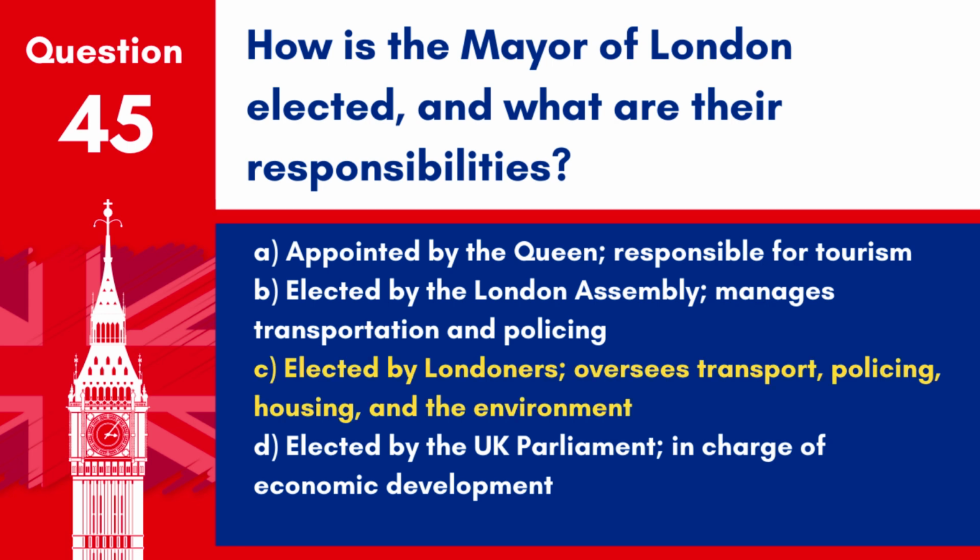Answer C. Elected by Londoners, oversees transport, policing, housing, and the environment. The Mayor of London is directly elected by the residents of London and has significant powers and responsibilities over much of the infrastructure and services in the city.